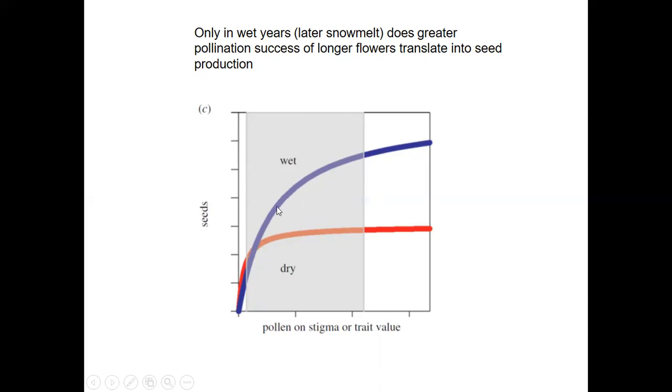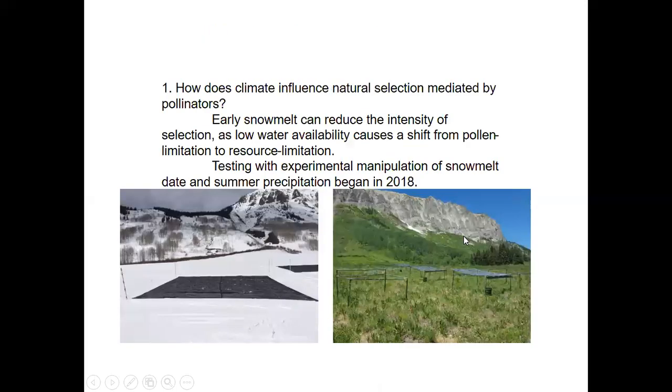And so if you look at plants with this range of trait value, you may not see much difference in fitness. And we're testing that idea with experimental manipulations of snowmelt date in the spring. We can accelerate snowmelt by putting black shade cloths out over the snow in late winter to cause the snow to melt more quickly, and manipulations of summer precipitation using rainout shelters and also additions of water in comparison to control areas.